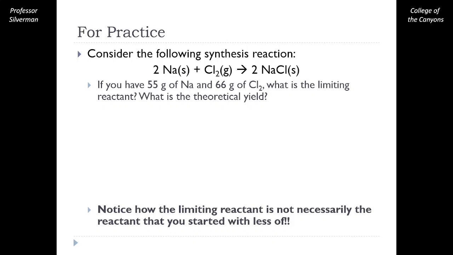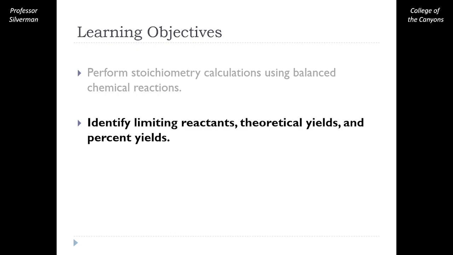We have a practice question for you, so grab your paper and pencil, try to figure out what that good answer has to be. And there we have it. We are able to identify our limiting reactants, our theoretical yields, and our percent yields.